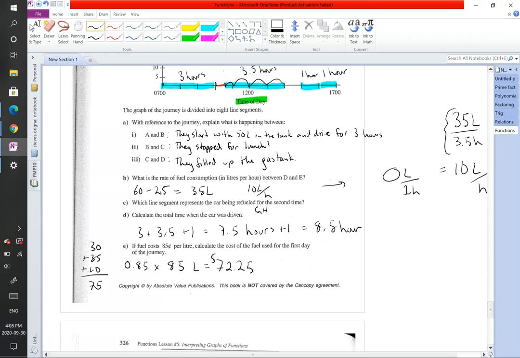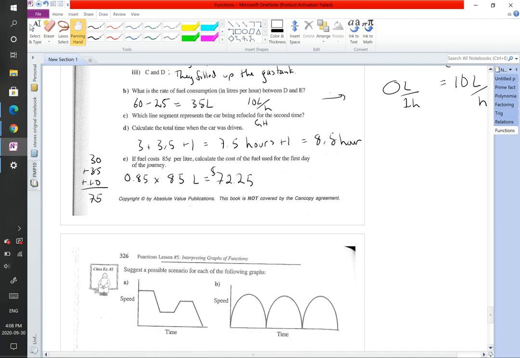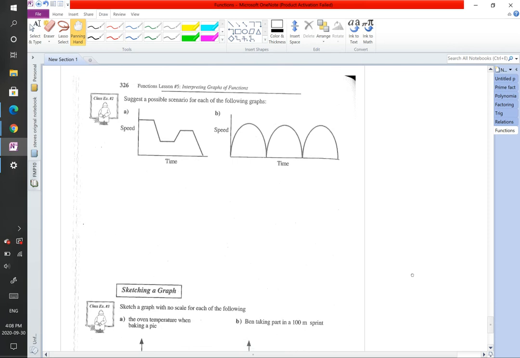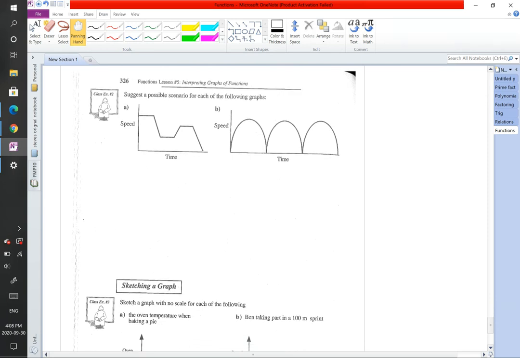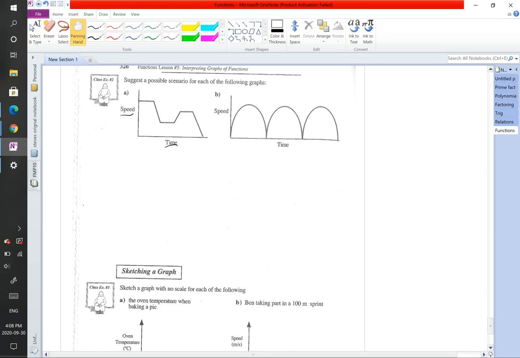So just from that graph, we were able to gather a lot of information and solve a lot of problems. A lot of this is going to be just looking at a graph and trying to describe what's happening. So if we look at graph A, we have speed versus time. What is happening, there can be all sorts of things happening here.